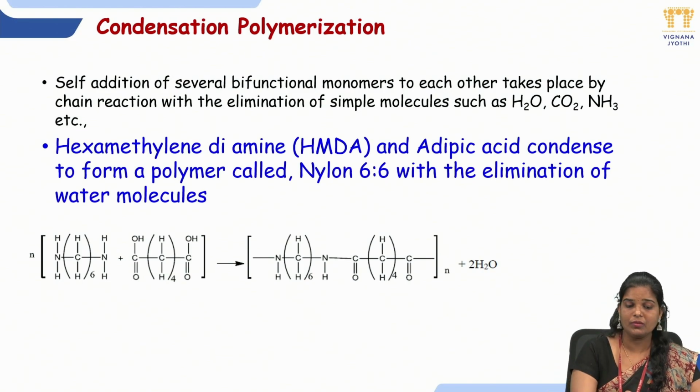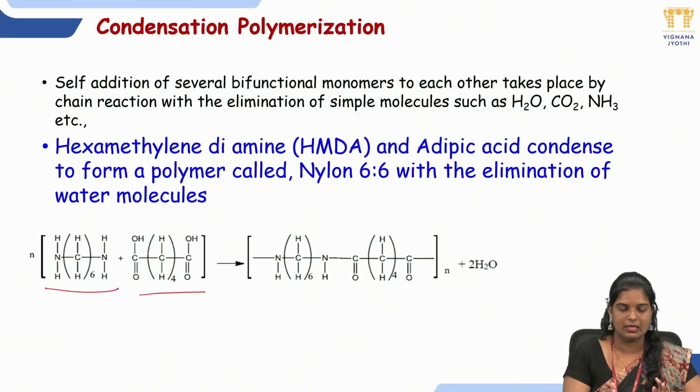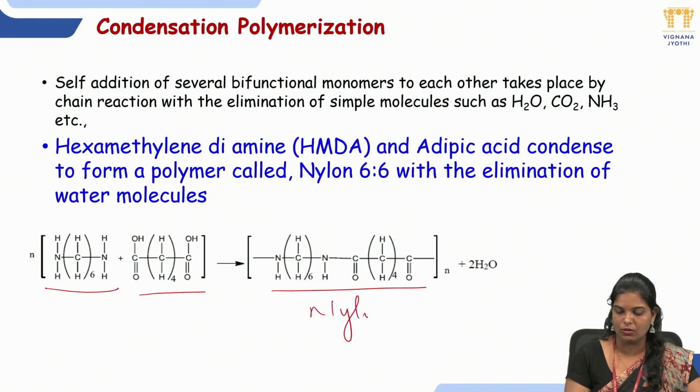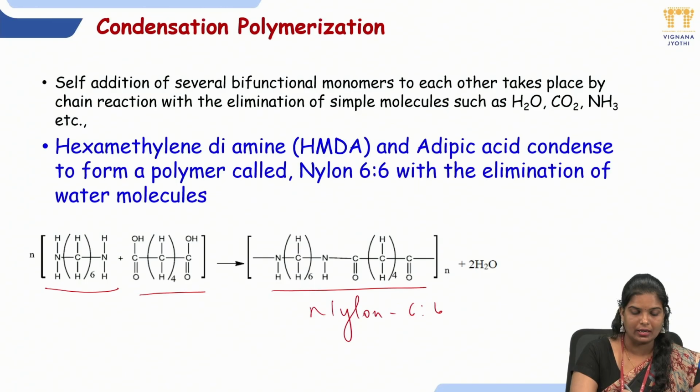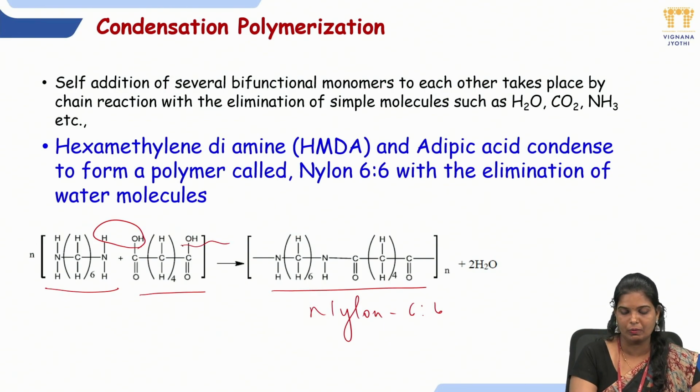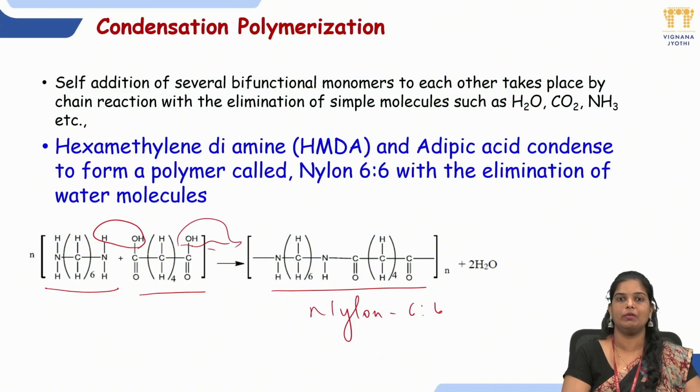If you see this, hexamethylene diamine and adipic acid are condensing, reacting together, and what we are getting is nylon 6,6. Yes, we are getting nylon 6,6. What is happening here when this is formed? From here, a small molecule of water, H2O, is removed, and when this molecule comes again, from here another hexamethylene diamine will be there, so from here again H2O will be removed. Like this, two molecules of water are removed.